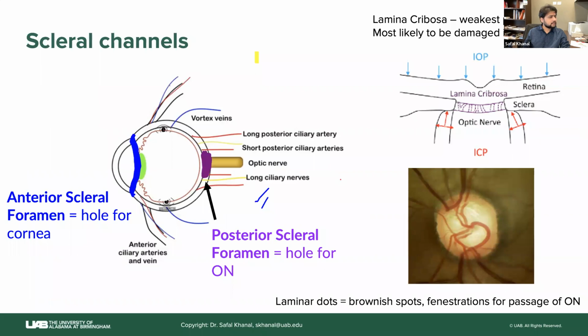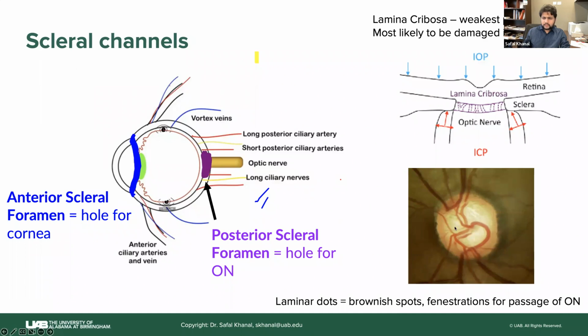Now, there are several channels in the sclera for the passage of different structures. You have your anterior scleral foramen. If you imagine a globe without the cornea, then it leaves a large foramen. So this is your anterior scleral foramen. You have your posterior scleral foramen, which is the hole for the optic nerve to pass through. And there is your lamina cribrosa, which is a mesh-like structure at the posterior part of the globe, where the optic nerve enters the eye, and it is the part that is most likely to be damaged in glaucoma.